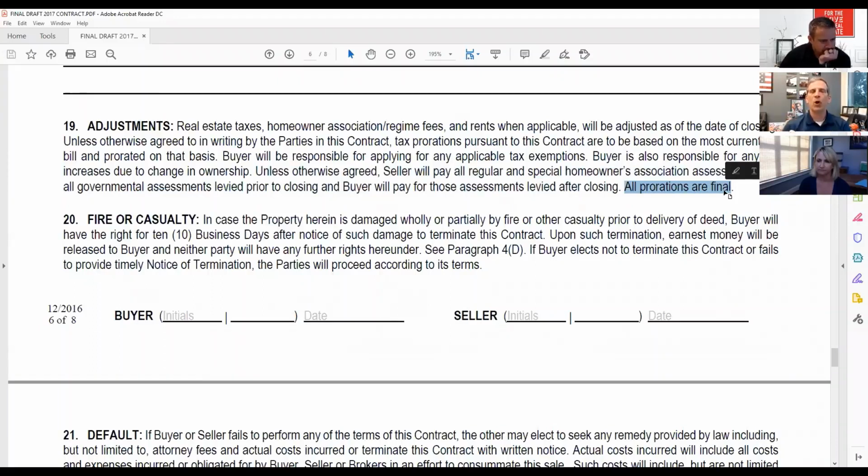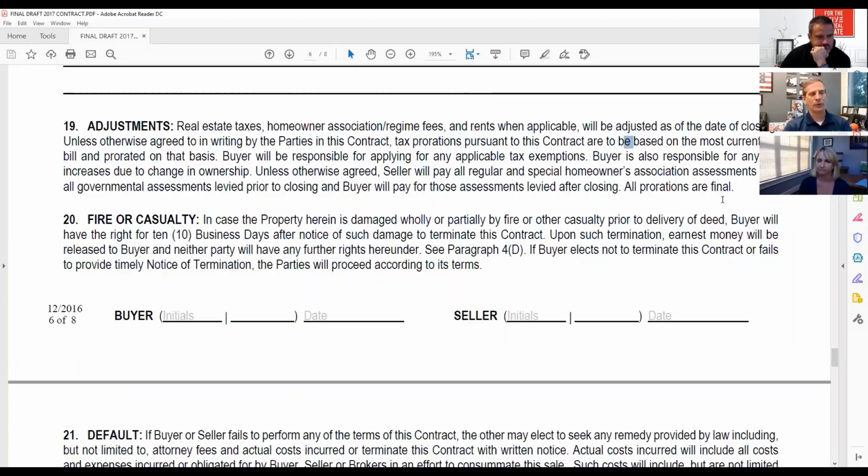Be careful for lawyers. There's a couple of lawyers who were doing this, and I hope they stop. They decided to prorate on the last year's bill plus another 2% because taxes might go up. Not their prerogative. They don't have the right to do that. Do not let them do that. The contract says we're going to adjust it as of the date of closing, and we're going to use the most current tax bill.